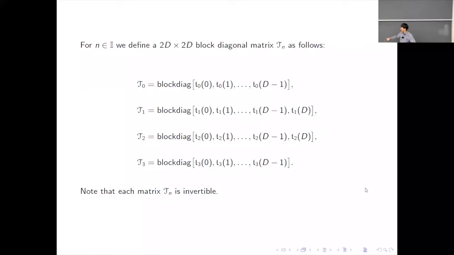Tau 3 is the same form: a block diagonal matrix consisting of 2 by 2 blocks, T3 0, T3 1 to T3 D minus 1. Now, Tau 1 and Tau 2 have a bit different shape, because T1 0 and T1 D, the first block and the very last block, are 1 by 1, but in the middle all are 2 by 2. Same as Tau 2. So we define our 2D by 2D matrices. We easily see that each matrix Tau n is invertible because its determinant is non-zero.